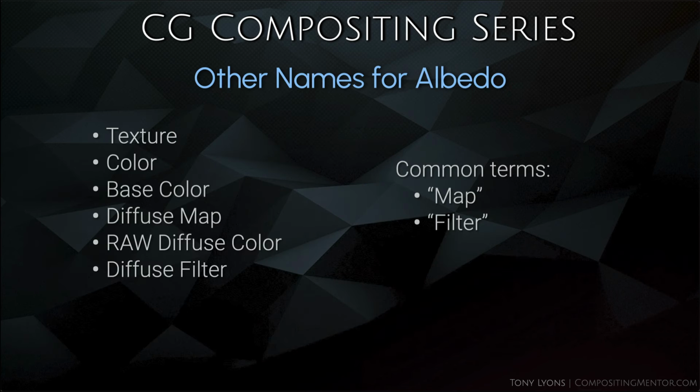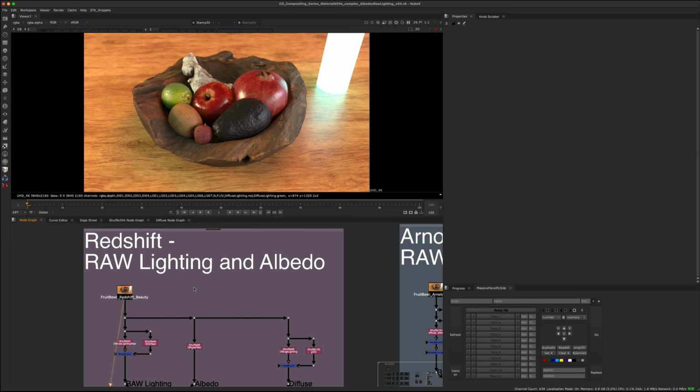Other names for albedo. So as usual, everyone likes to name things differently. But I think you're going to get a pretty good idea of what this is just based off these other words. So other words for albedo you might see: texture, color, base color, diffuse map, raw diffuse color, diffuse filter. Common terms that you might see being used for albedo would be map or filter. So anything like X map, something filter, that would be pointing to the fact that it is an albedo map or texture map. We can jump into Nuke and see what some of these renderers are calling the albedo map and what they look like.